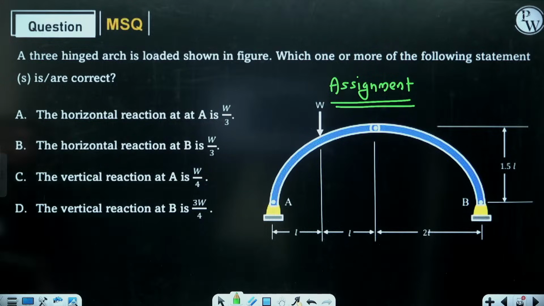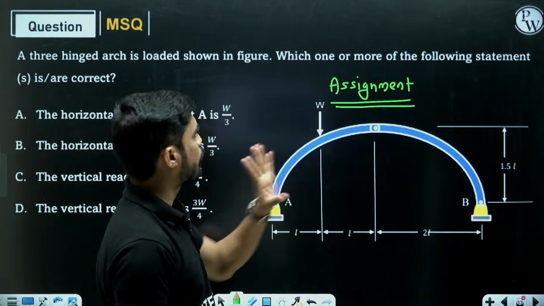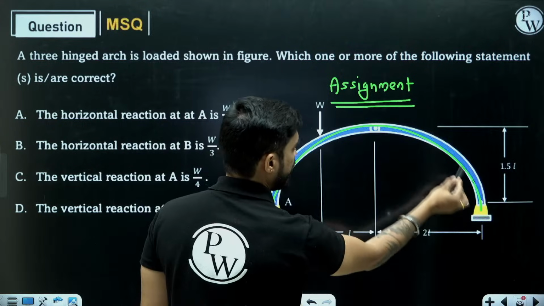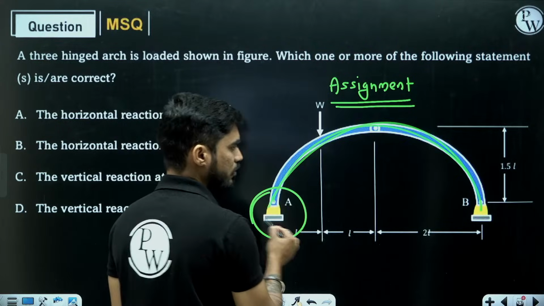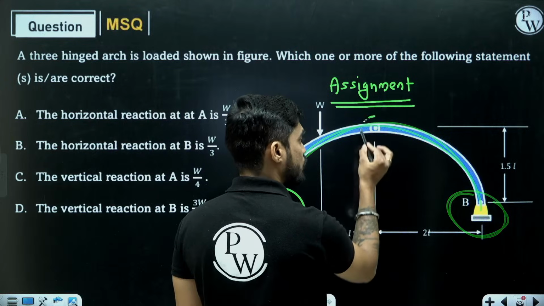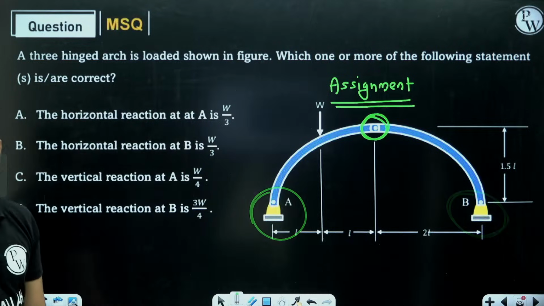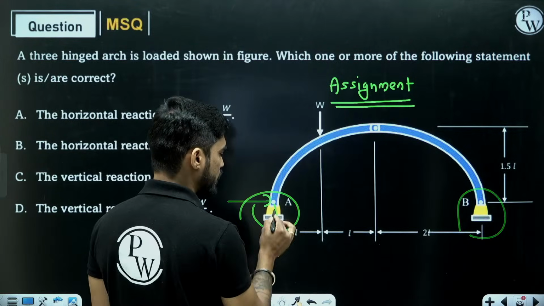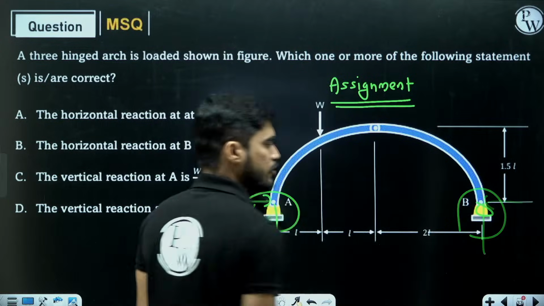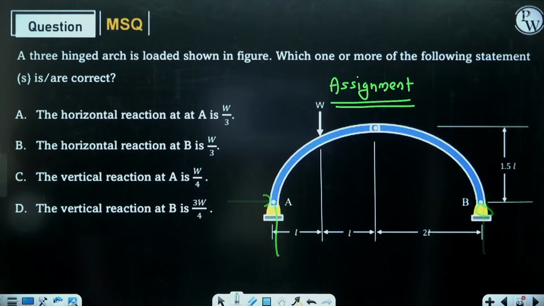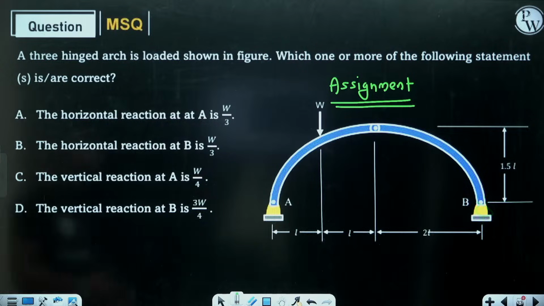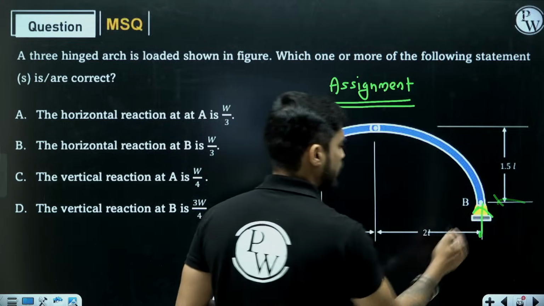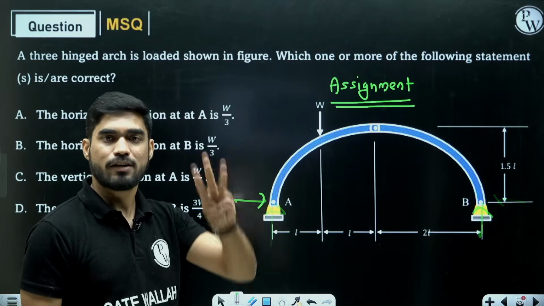A 3-hinged arc is loaded as shown in figure. Which one or more of the following statements is correct? So what you have here is an arc which has 3 hinges. One hinge is here, another hinge is here, and there is one hinge here also. Now, if you remove this support and this support, you will get 4 reactions, 2 here and 2 here. So you will have 4 reactions and only 3 equilibrium equations, so you will not be able to solve this problem directly.